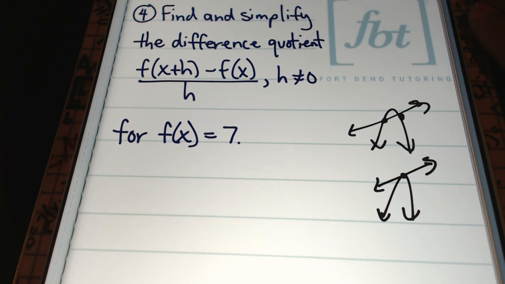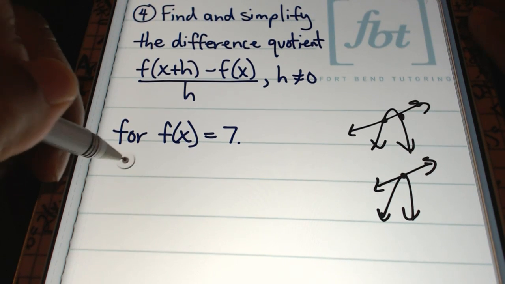So here, guys, we are looking at finding and simplifying the difference quotient f of x plus h minus f of x divided by h, where h does not equal 0, for our function here, f of x equals 7. That's right. So Lewis says that the answer is a big 0. It's a big fat 0. Sandra also says that the answer is 0. Let's see why they would say that.